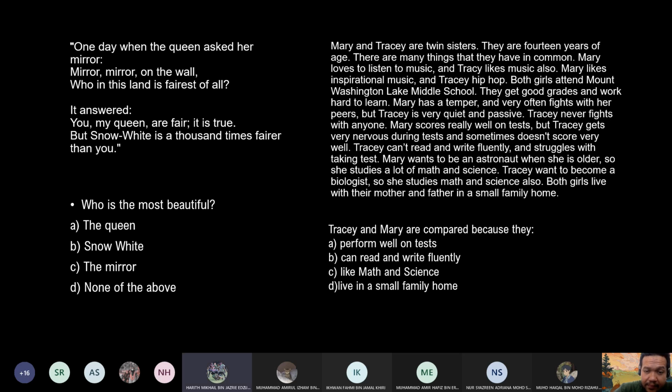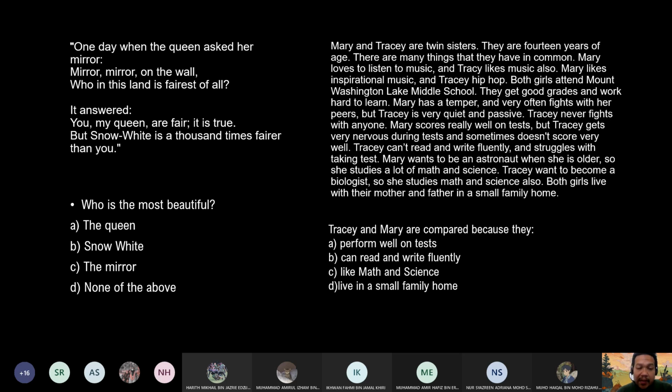Like math and science, because both of them like math and science. Is it in which line? 1, 2, 3, 4, 5, 6, 7. I think line 10. Okay. Mary wants to be an astronaut when she is older, so she studies a lot of maths and science. Tracy wants to become a doctor so she studies math and science also. So math and science is actually similar.